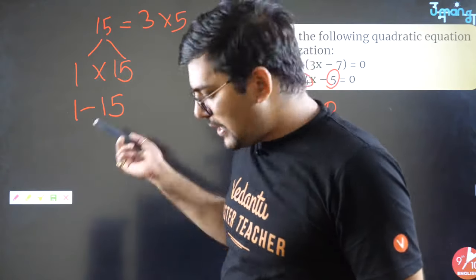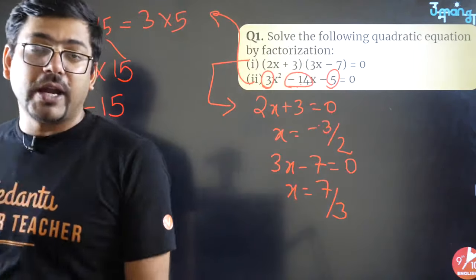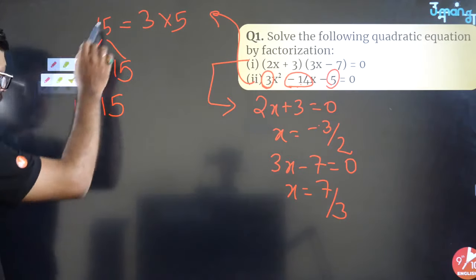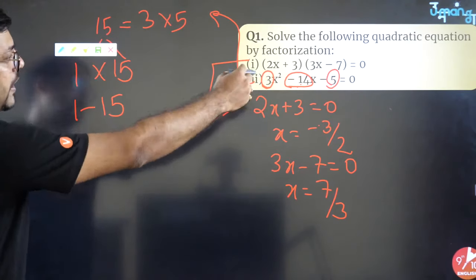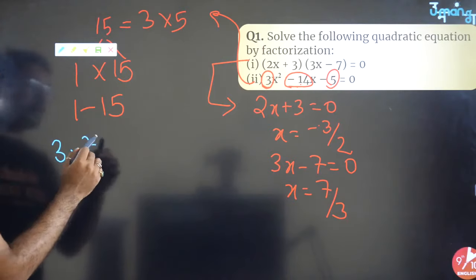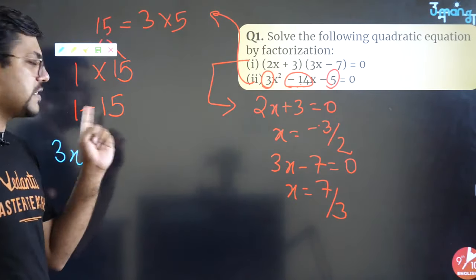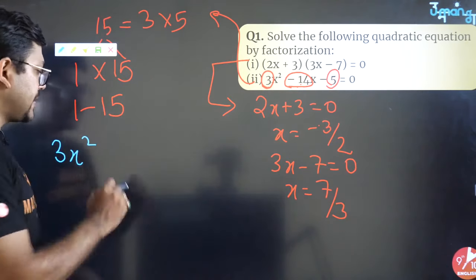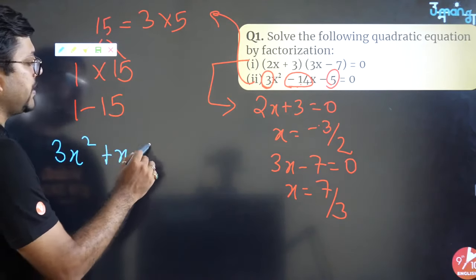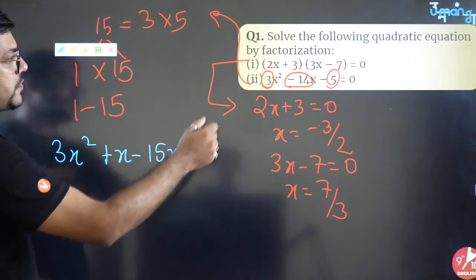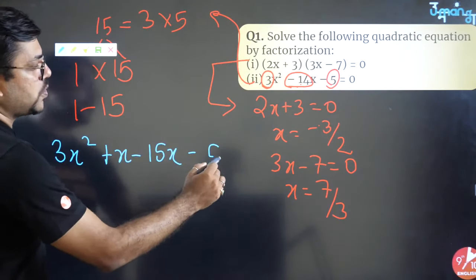So if I do that, I will easily be able to get the answer. Let me show you how. Write the equation 3x square, and in place of minus 14x, you write 1x minus 15x, that is x minus 15x, which gives you minus 14x. Then the last term is minus 5, as it is.